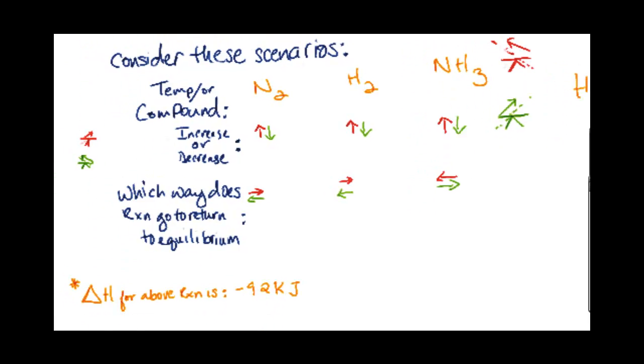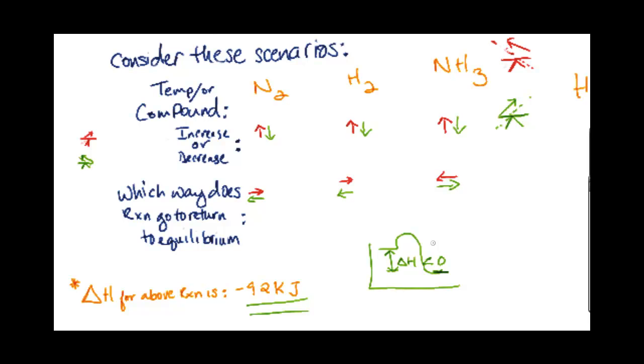Alright, so let's consider that this reaction has this delta H value. What does that negative 92 kilojoules mean? It means it's very, very exothermic, negative 92,000 joules. Negative means we're looking at a potential energy diagram in which the reactants have more potential energy than the products here. So there's a delta H that's negative.